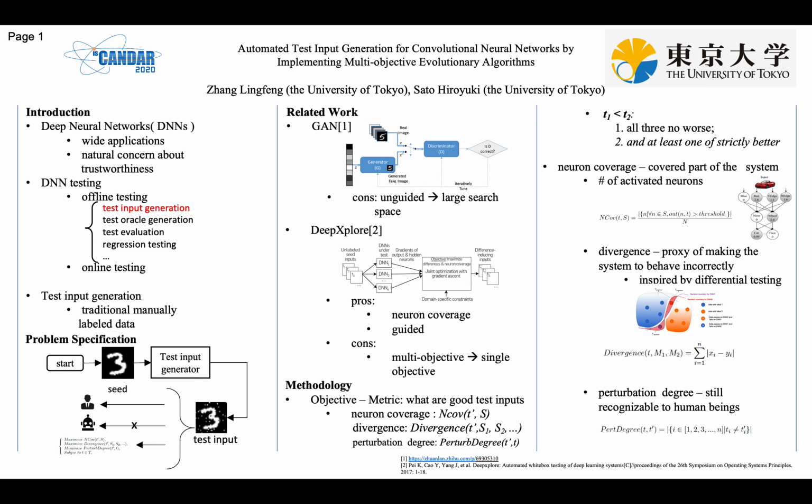The third one is perturbation degree. In order to guarantee that we produce test inputs that are still recognizable to human beings, we set perturbation degree as how much we have perturbed an original test data, and we take minimizing it as one of the objectives.